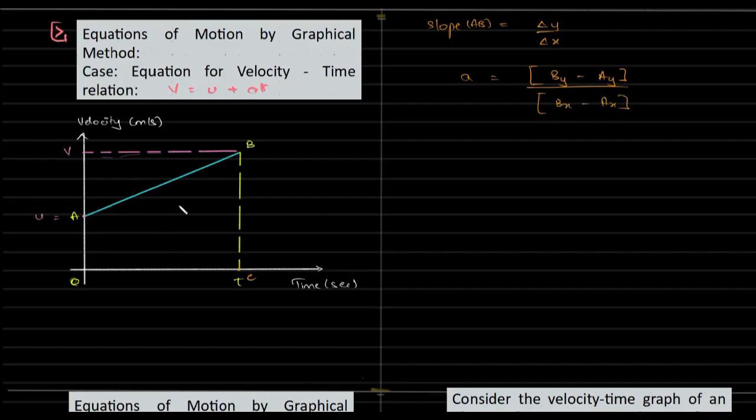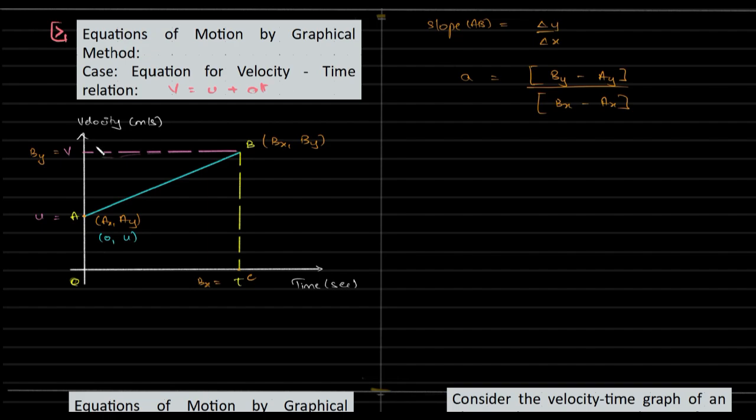So let me explain this way. This point would be b of x comma b of y. That is, this point would be b of y, and this point would be b of x. While over here, this would be 0 comma a of y. Why 0? Because it's along the x-axis. So a of x is 0, while a of y is u, is it not? So this is nothing but 0 comma u.